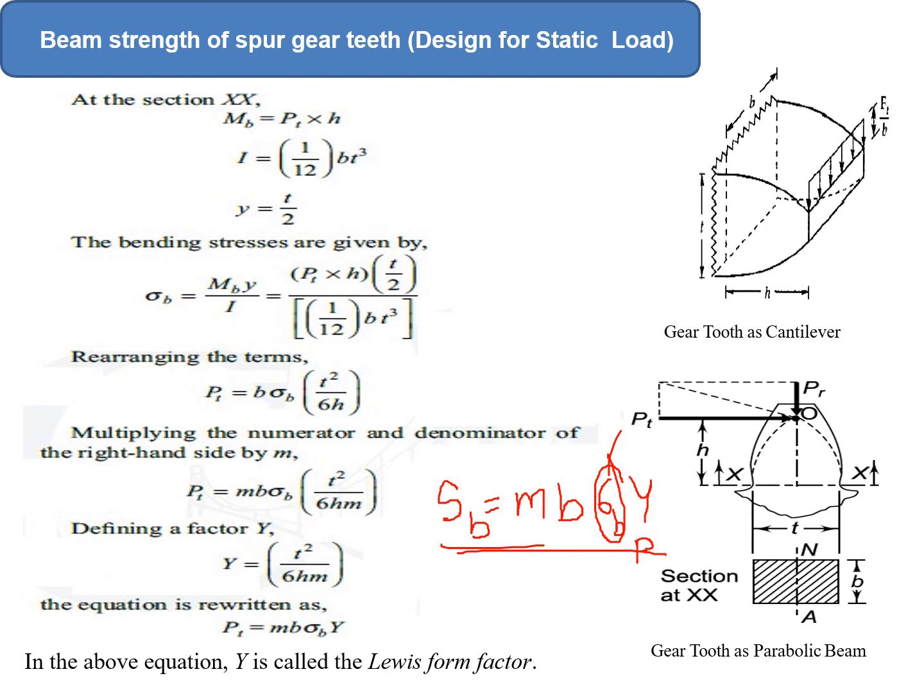So this is how we have discussed beam strength, in which the assumption is that the tooth is like a cantilever beam. Forces are uniformly distributed, tangential load is uniformly distributed, radial force is neglected, and at a time only one gear pair is in contact. So this is the beam strength.